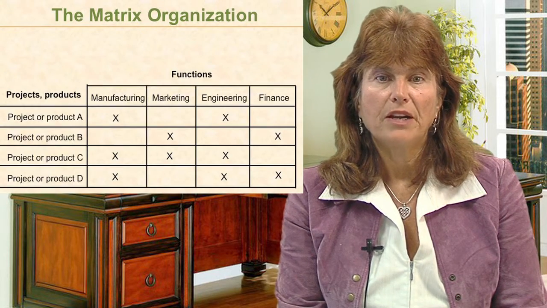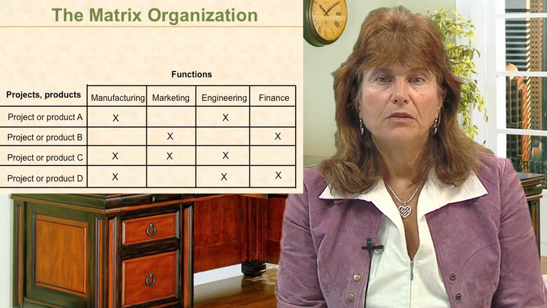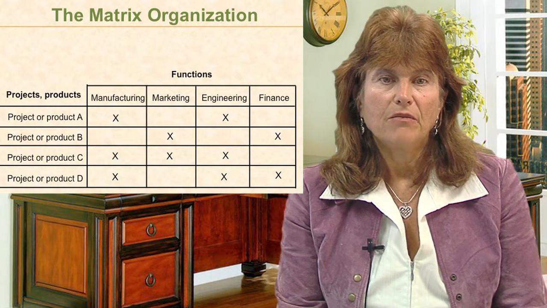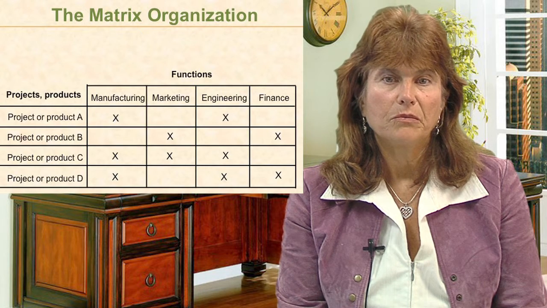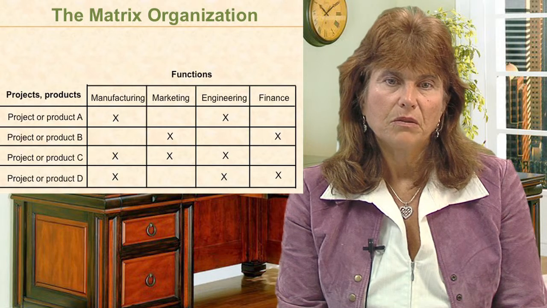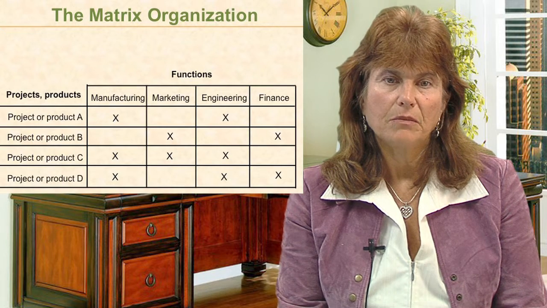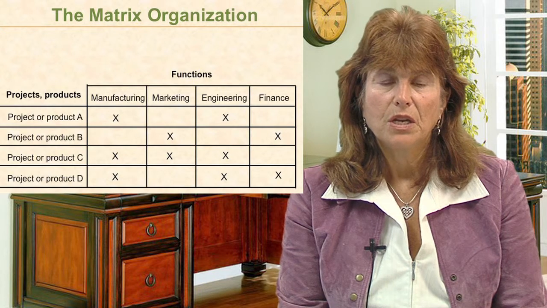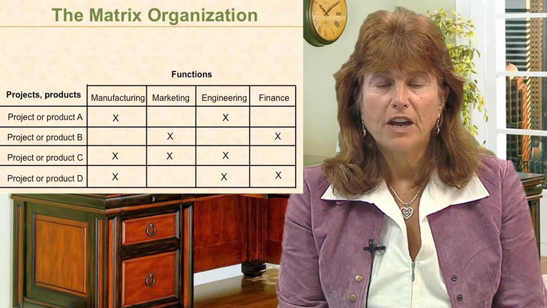Here's an example of a product organization where you have different functions, manufacturing, marketing, and so forth, and you have products, and you bring in people from those different functions to work on those products or projects. They might stay there for that length of time, and the only problem with this is they also might be reporting to two managers. Some of it might be finite, some of them might be ongoing.